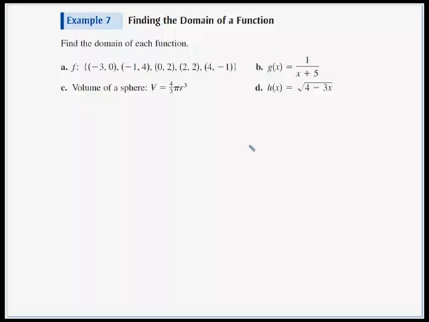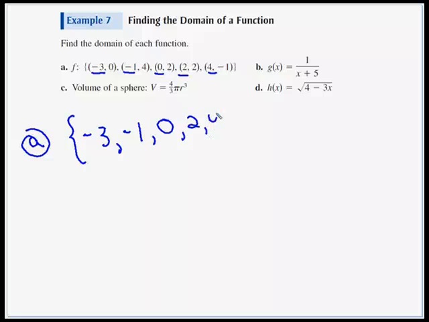So, find the domain of a function. In letter A, here's f, and we have our set of ordered pairs. Remember, when we're finding the domain, it's just the x values of an ordered pair. So we could use our brackets here. What numbers here are in the domain? -3, -1, 0, 2, and 4. So we just write them in order with commas. There's our domain. Those are the inputs to this function. If they asked us for the range of the function, we would just do the y values. Every domain number is paired up with a range number.